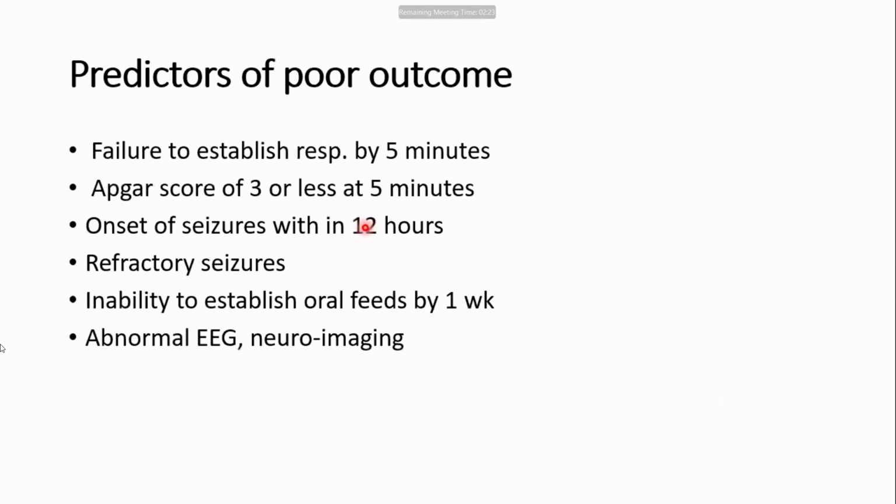So what are the predictors of poor outcome? How do you know this child will have a poor outcome? If there is a failure to establish respiration by 5 minutes, that is, a 5-minute Apgar score of 3 or less. So the 5-minute Apgar score is very, very important. This is after you have started resuscitating. If the Apgar score is still 3 even after resuscitation, that is a very bad prognosis. If seizures occur, refractory seizures which cannot be controlled easily. If the child is not able to feed orally, or EEG, MRI, USG cranium are abnormal, these are the poor predictors of HIE. Okay.